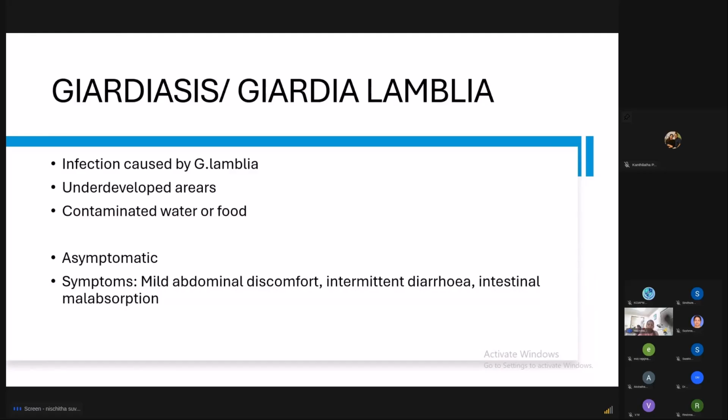Usually these conditions are seen in underdeveloped areas and are transmitted by contaminated water or food. Patients are usually asymptomatic, but can present with a wide range of symptoms from mild abdominal discomfort or intermittent diarrhea, or in case of chronic giardiasis, patients can also present with features of malabsorption.